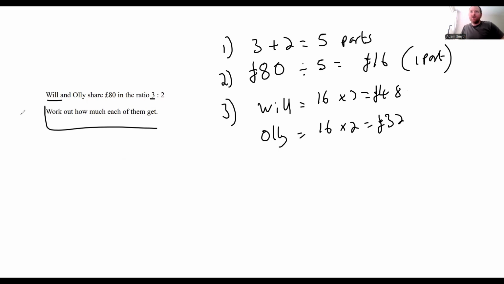Now, the last thing to do with this type of question is we just need to double check our answers. So if we add Will's amount to Ollie's amount, we do get £80. So that is the original question, which means we've done it right.